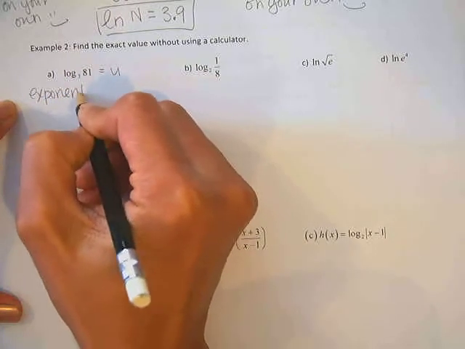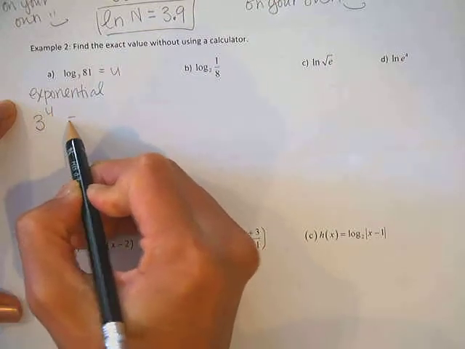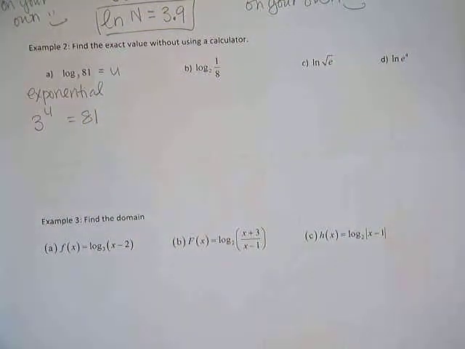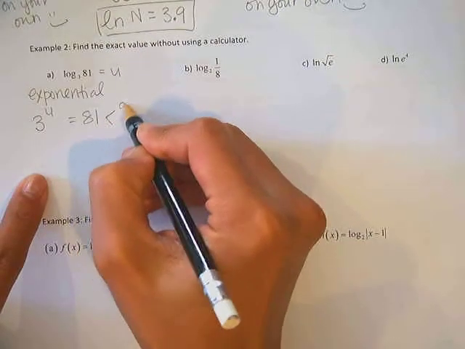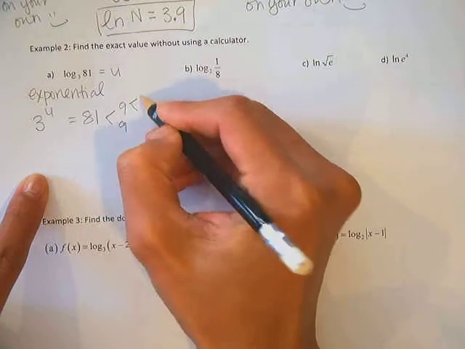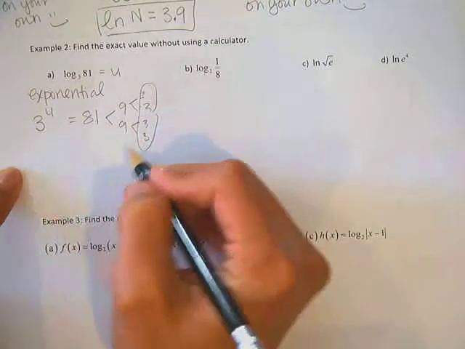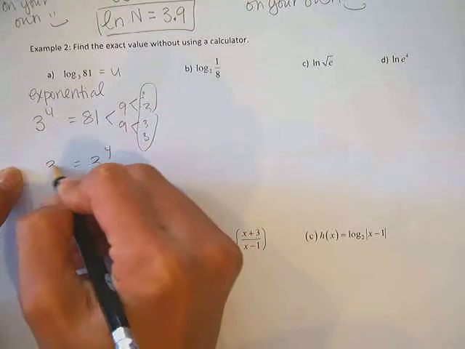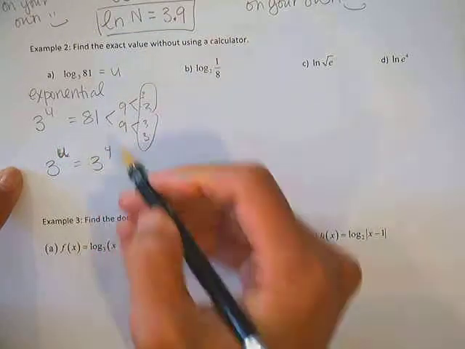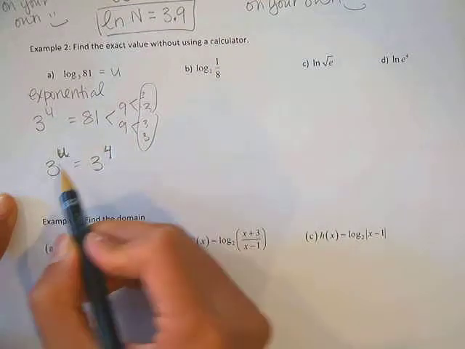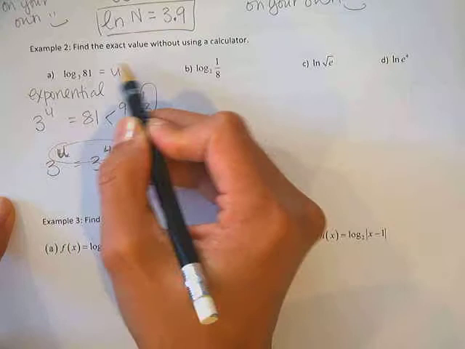Exponential. Okay. This is my base, 3 to the u equals 81. So 3 is a prime number, 81 is not a prime number, but I know 81 is 9 times 9, and 9 is 3 times 3. So it looks like 81 is 3 to the 4th power, equal to 3 to the u. So 3 to the u equals 3 to the 4th. Well, if the bases are exactly the same, that means u is 4.